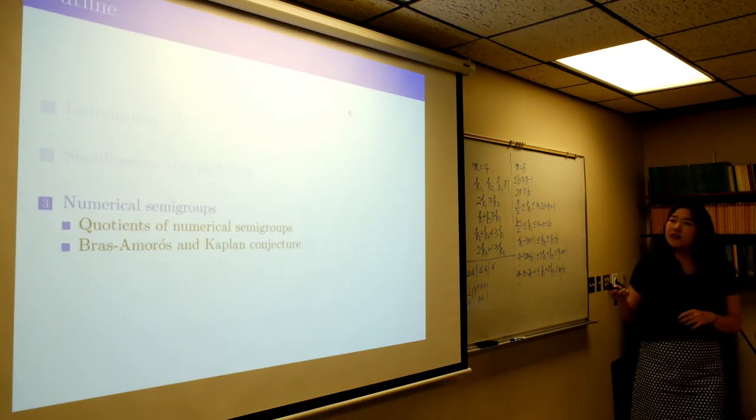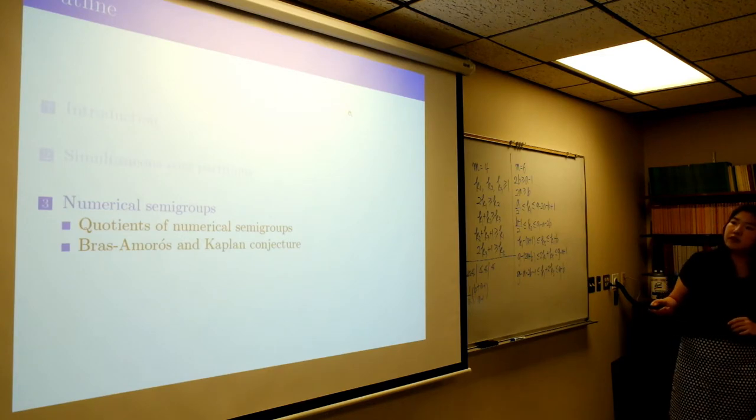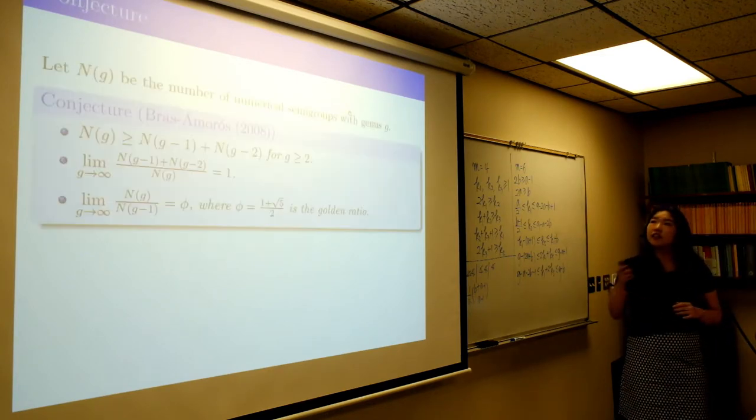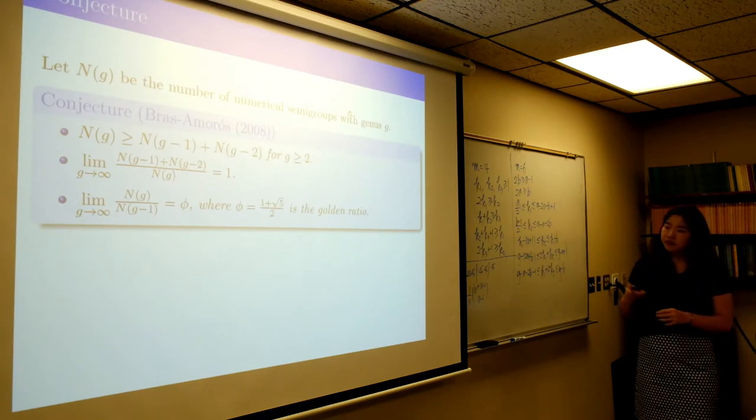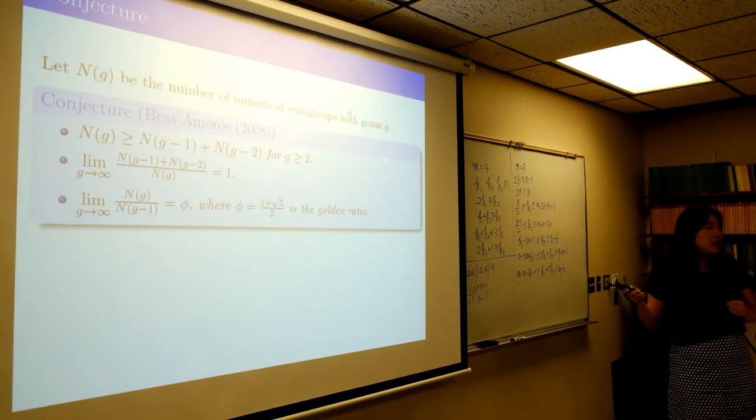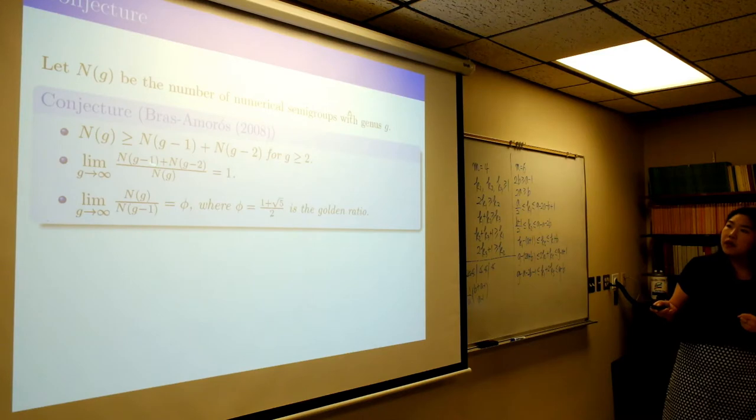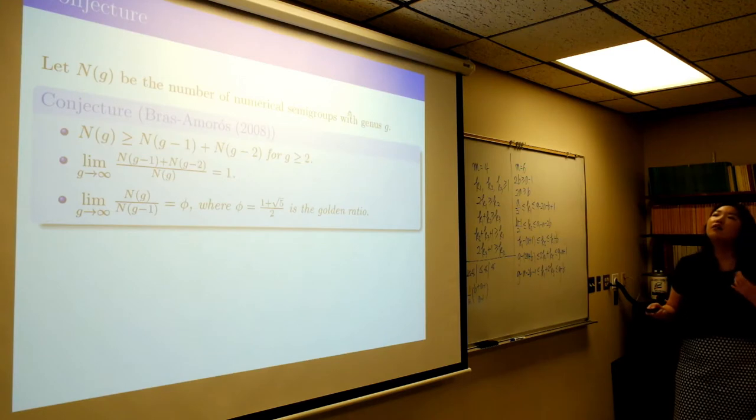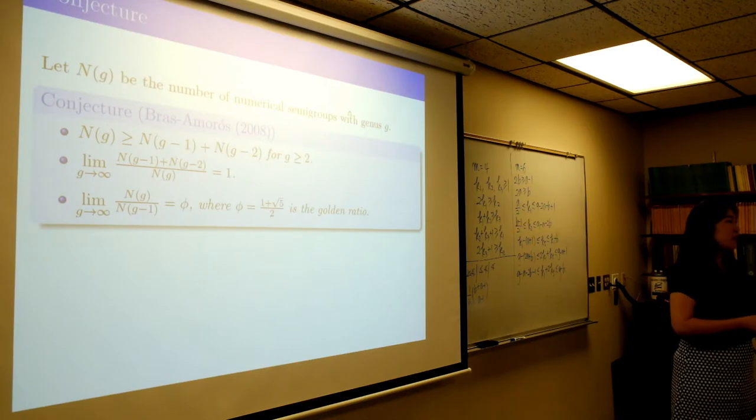Okay, then let me move on to my last result about Bras-Amor's conjecture and Kaplan's conjecture. This Kaplan is my PhD advisor. Bras-Amor conjectured that when n of g is the number of numerical semigroups with genus g, the following three things hold. And this inequality and these two limit equalities show that n of g is growing like Fibonacci numbers.